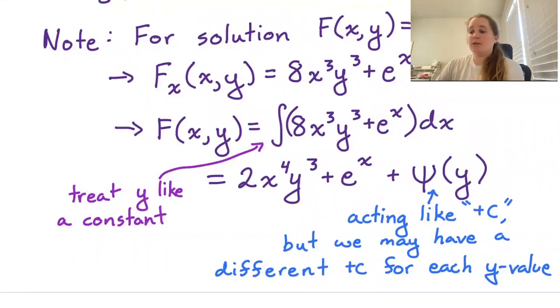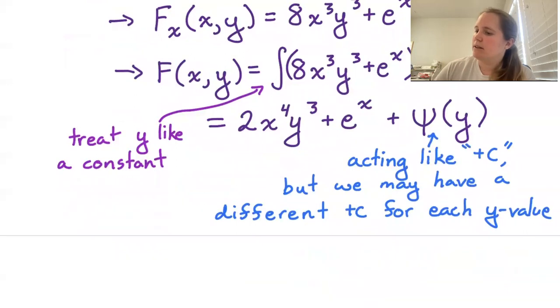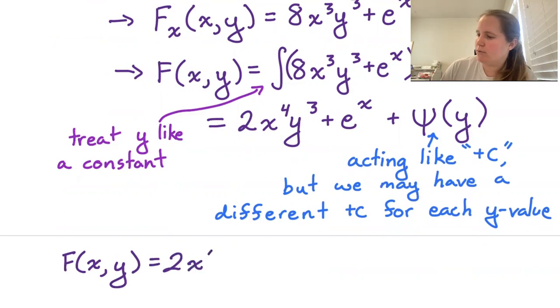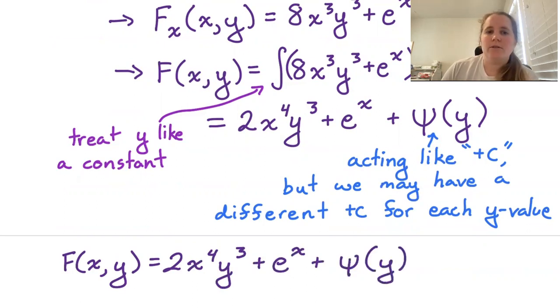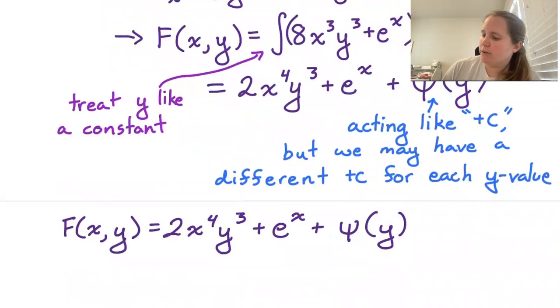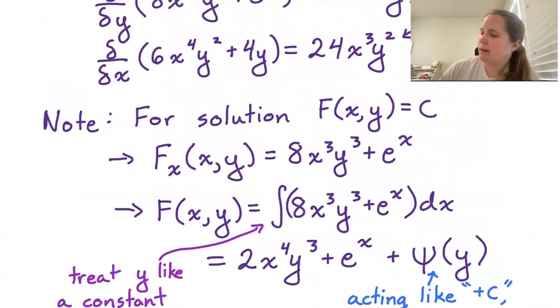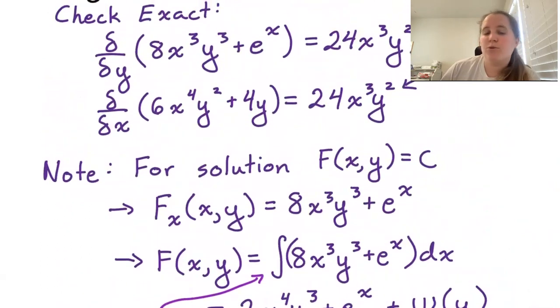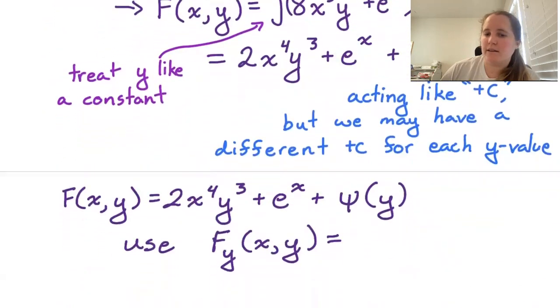So continuing from here, we have that f of x y is equal to 2x to the 4th y cubed plus e to the x plus psi of y. Now, since we used the partial with respect to x earlier, we're also going to use the fact that the partial with respect to y of f of x y should be equal to 6x to the 4th y squared plus 4y. That was my N.